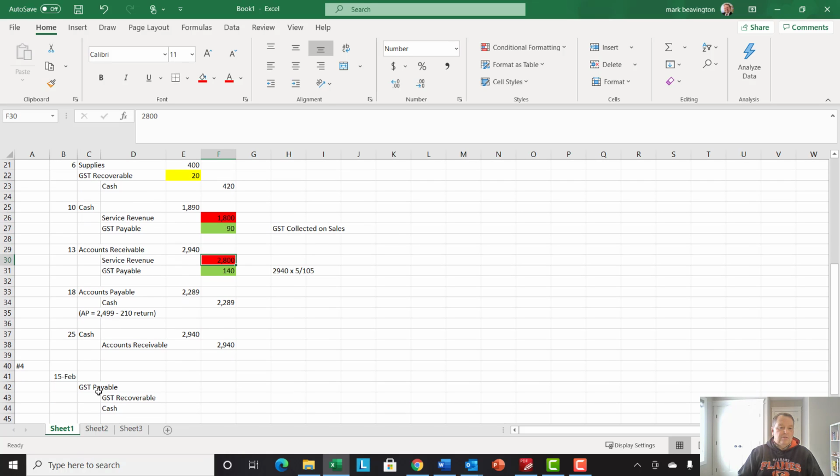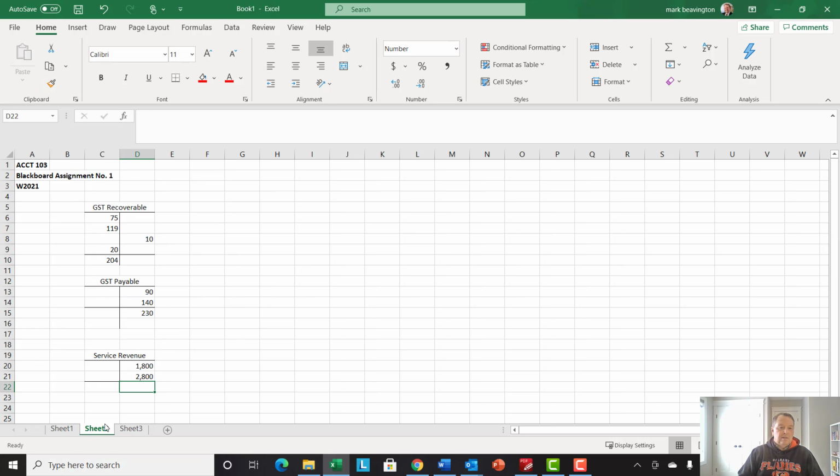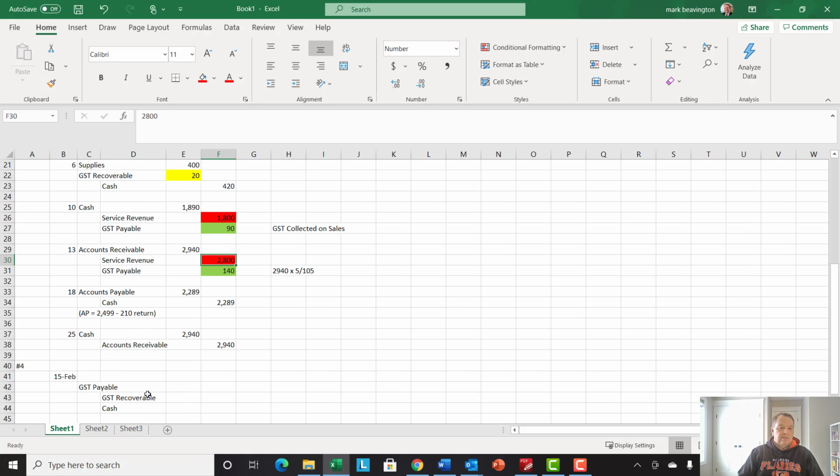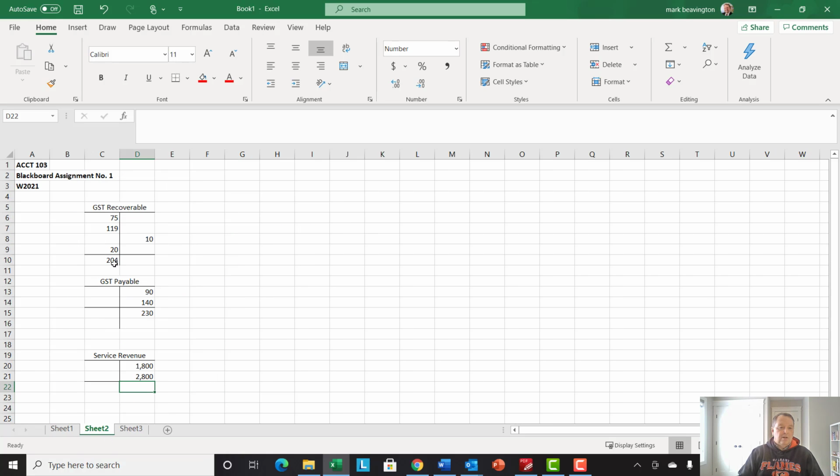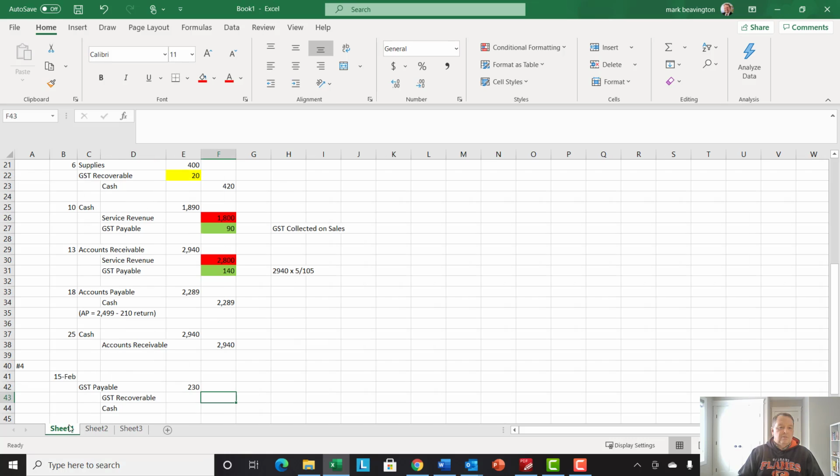The GST payable account had a balance of 230 credit. So when we go to pay it, we have to debit it to get rid of it. So it's a debit here to GST payable of 230. You need a credit to GST recoverable to get rid of the $204 debit. So 204 right there, which means that we would have to pay out $26 in order to pay the GST that we owed.